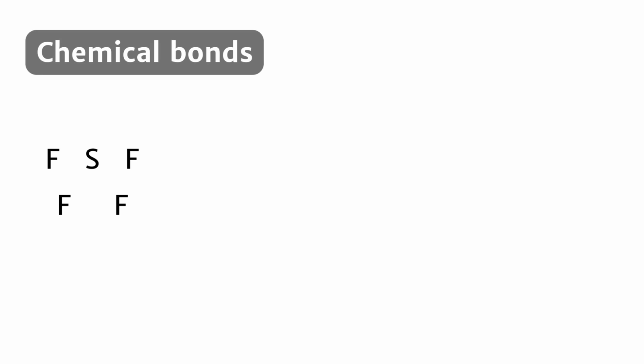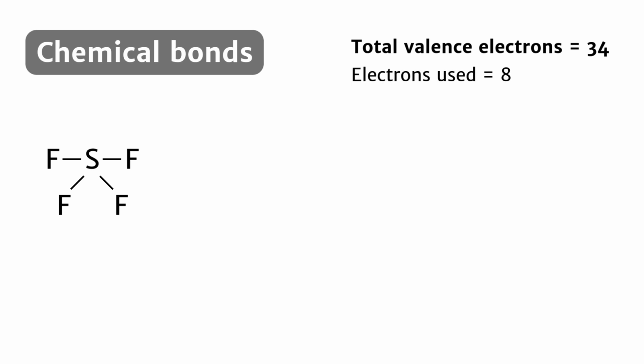To represent a chemical bond, we can either place 2 electrons or draw a single line between the atoms. In this case, we will draw a line between sulfur and each fluorine atom to indicate that sulfur and fluorine are chemically bonded. Since a single chemical bond represents 2 electrons, we have used 8 electrons to form 4 chemical bonds. As calculated earlier, we had a total of 34 valence electrons, and after using 8 electrons for the bonds, we are left with 26 unutilized electrons.